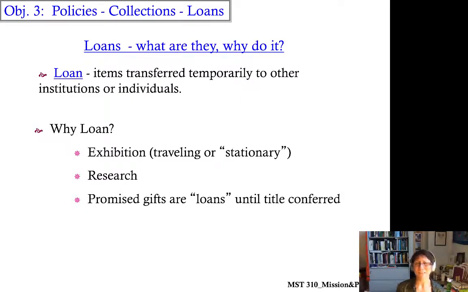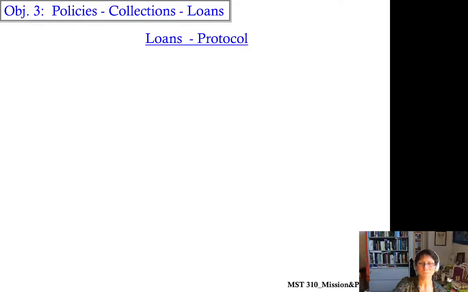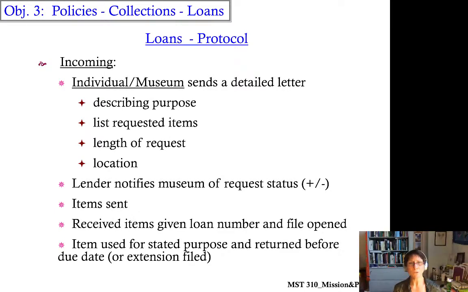So sometimes that's considered a loan. And sometimes what they'll do is they will, in fact, give it to you, but they don't go through the transferal of title. So they still own it, but it's physically at your institution. So you can think of that as being a kind of a loan. It's usually not a good idea to do that. The promised gift aspect, that is. The loan is fine.